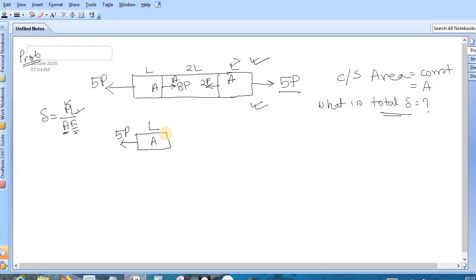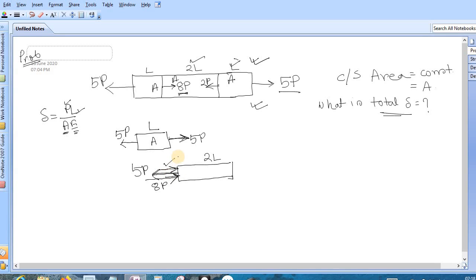Due to this external load, what should be the internal reaction? Obviously, to maintain equilibrium, it should be 5P. Then draw the adjacent part. Again, this is your 2L total length. Due to this internal reaction, an opposite internal reaction will also develop here, that is your 5P. Now come to the external load, that is your 8P, but the direction is in this direction. This is your 8P.